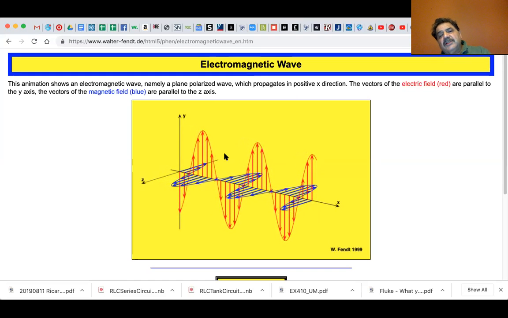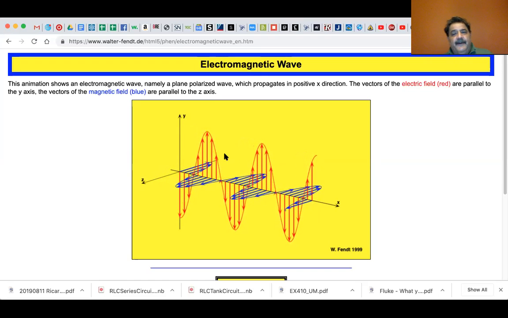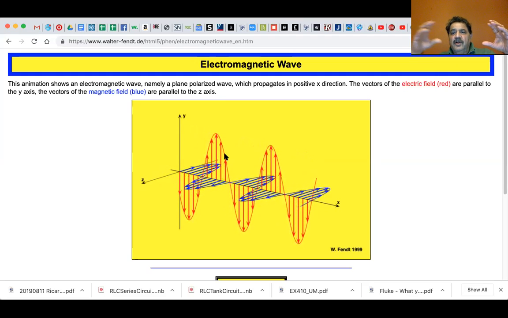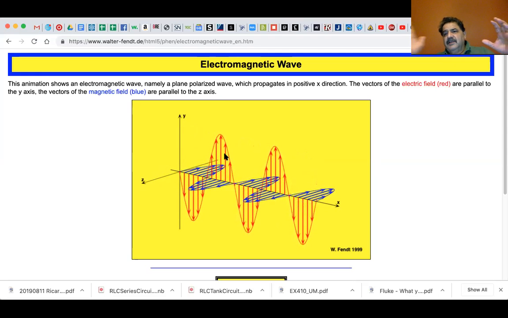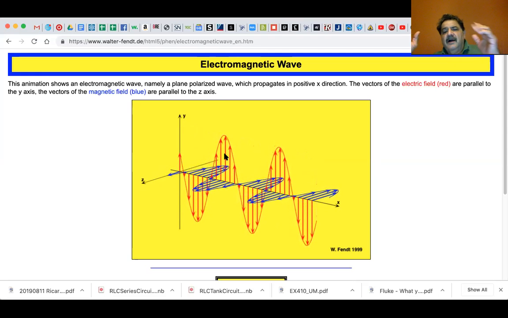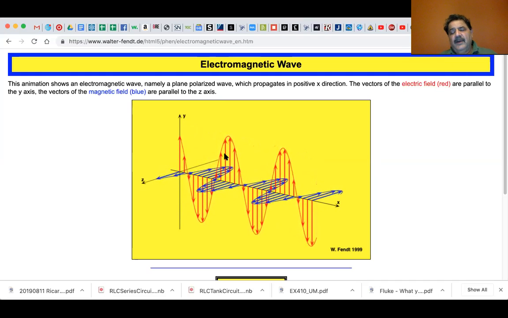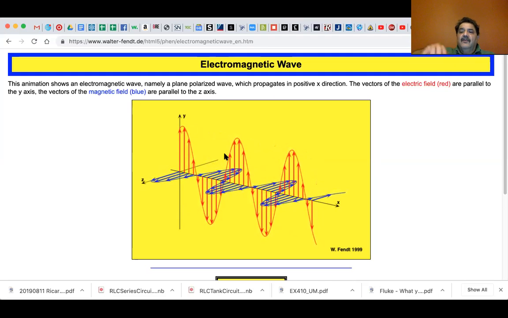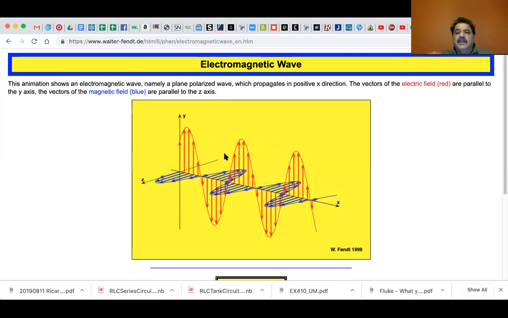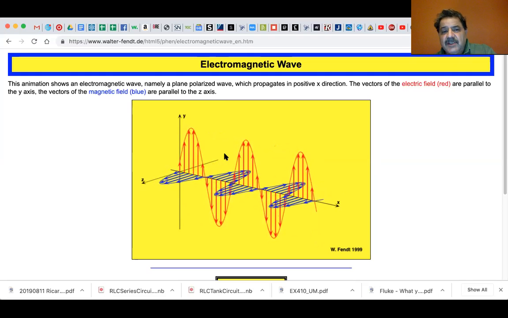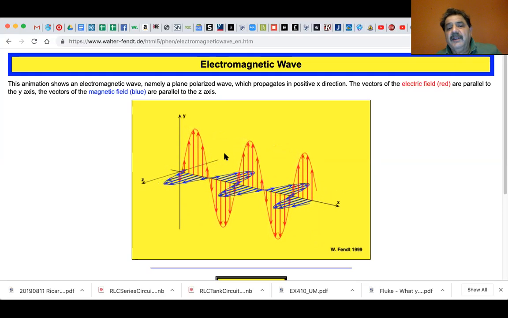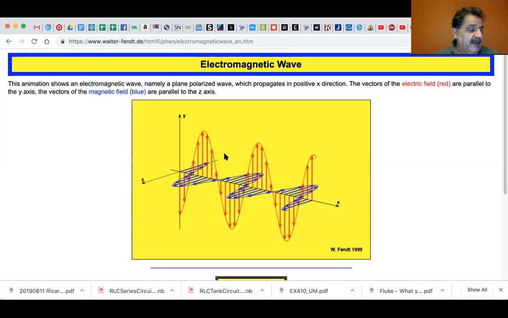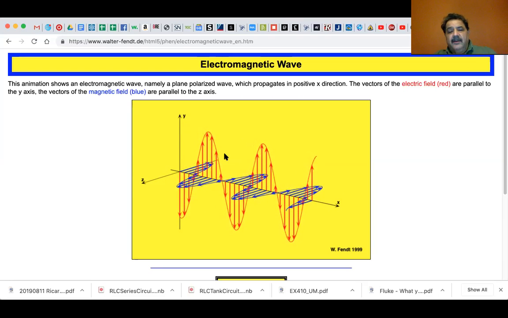Also, this is a transverse wave. You remember a longitudinal wave, with the little slinky, is a compression and rarefaction of the waves along the direction of propagation. This is a transverse wave. When I took the slinky and just shook it, that's a transverse wave. Both the E field and the B field are transverse waves, and they're orthogonal to one another.